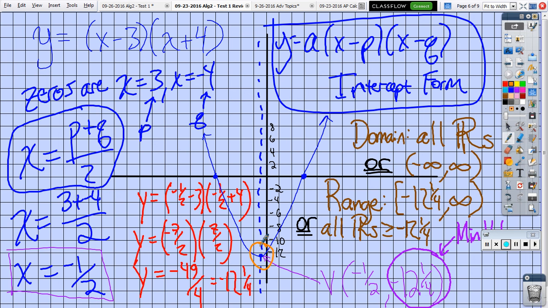So then I plot the vertex, which is written here in purple, -1/2, -12 1/4. Once I plot that, 3 points is good enough. If you can do 5, go ahead and do so, but for this particular graph, I think 3 looks good. Minimum of 3 points. If you can do 5, do it. And then we talked about the domain and range, which we can talk about in a second.